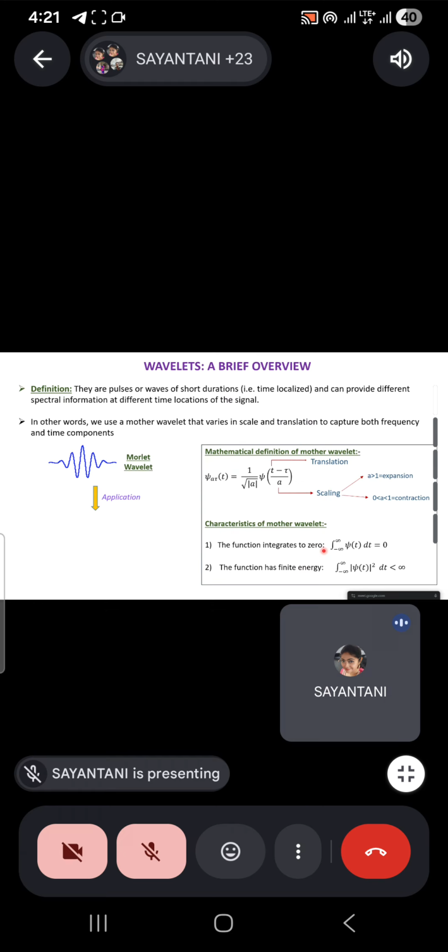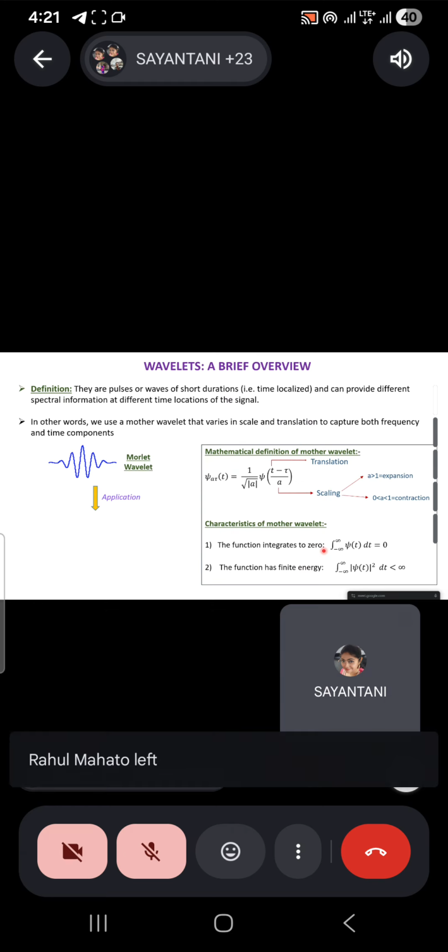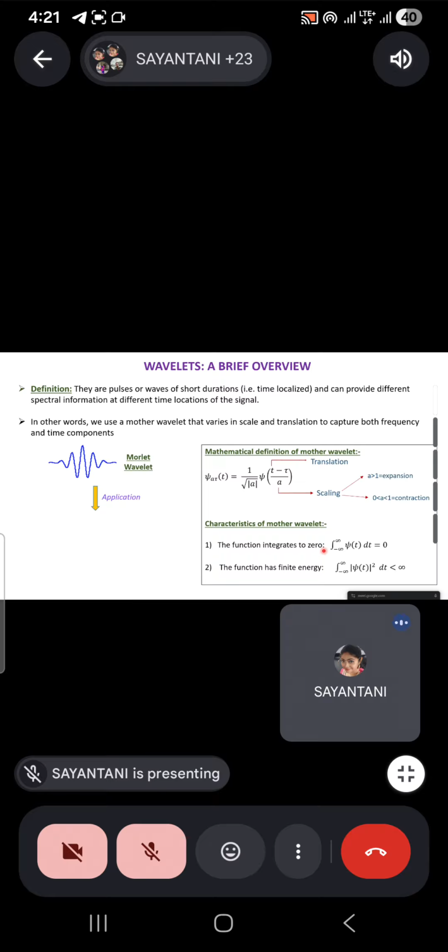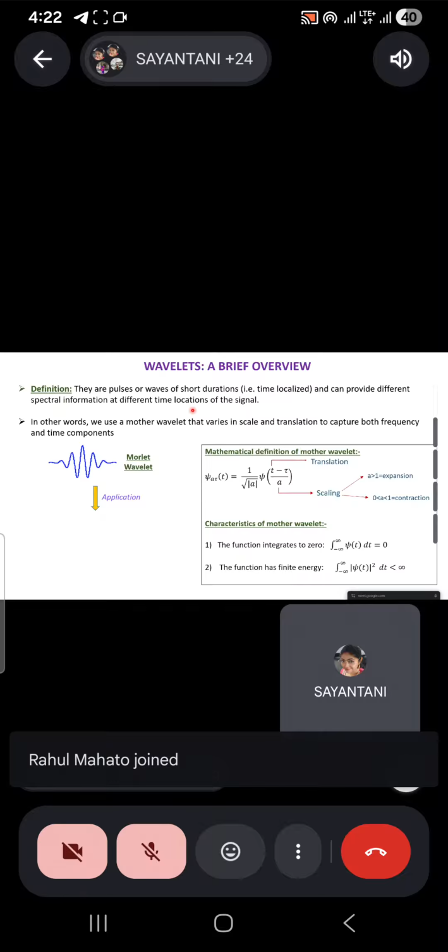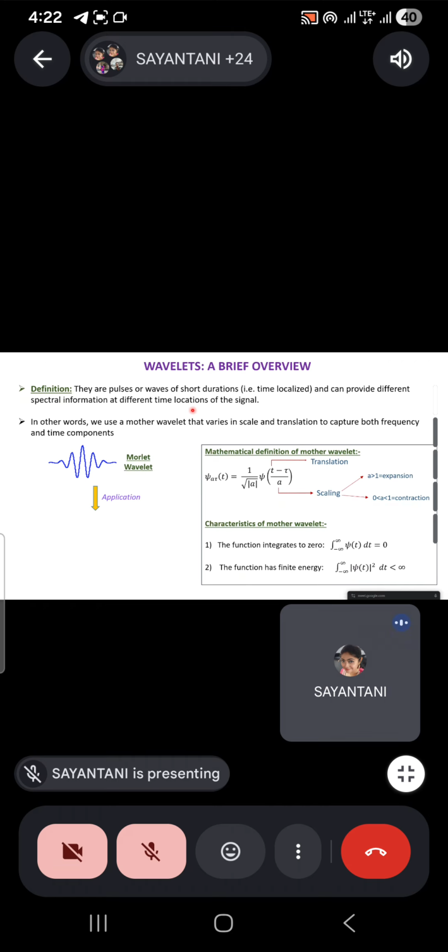So first of all, we need to understand certain terms. The first term is, what is a wavelet? Wavelet means pulses or waves of short durations that help me to provide spectral as well as time domain based information. That means the variable sized windows I'm talking about are nothing but wavelets.